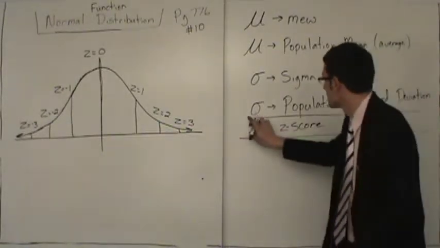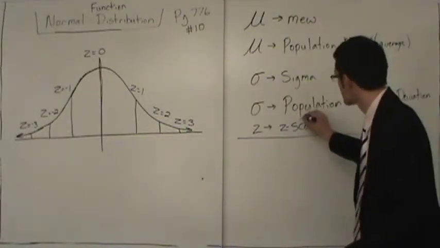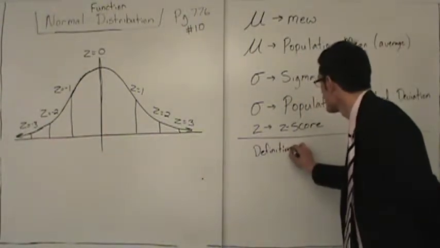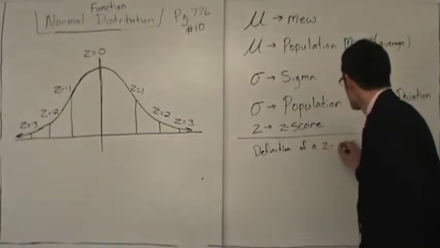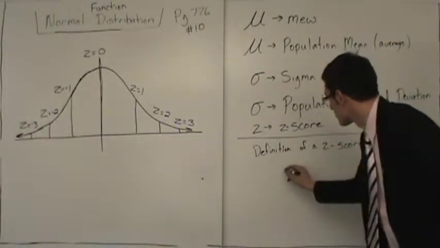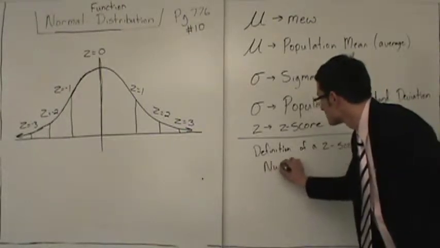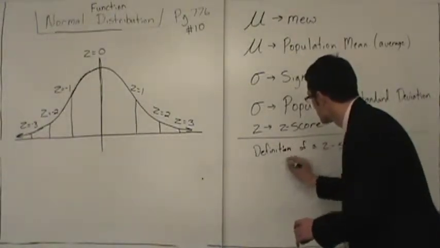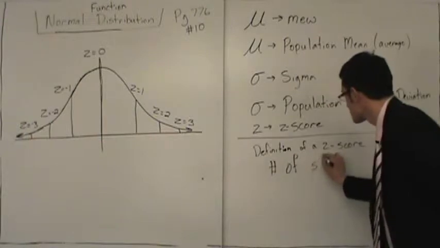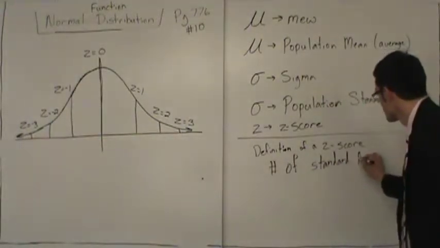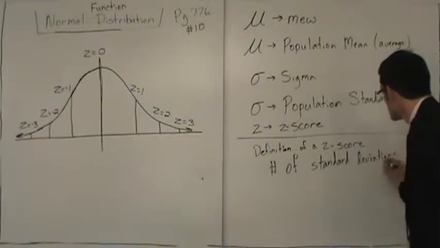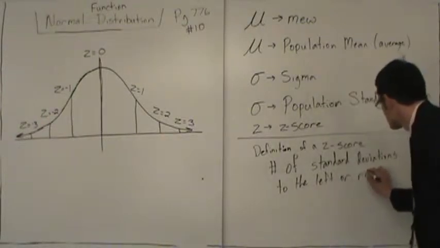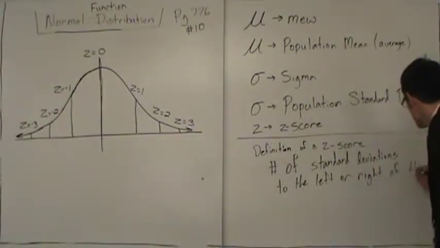I should have drawn the line here. This is tested, quizzed and tested. What is the definition of z-score? So let's go and write this. Definition of a z-score is the number of standard deviations to the left or right of the mean.